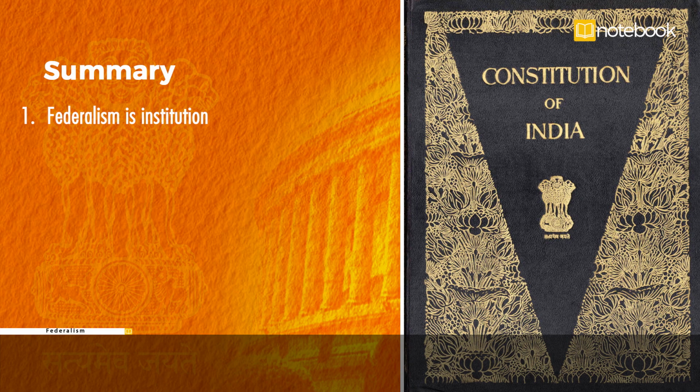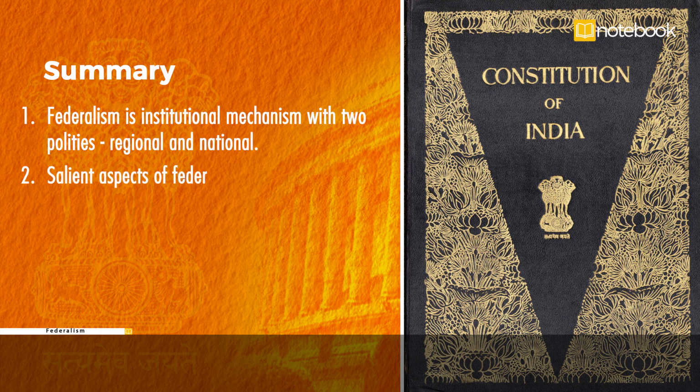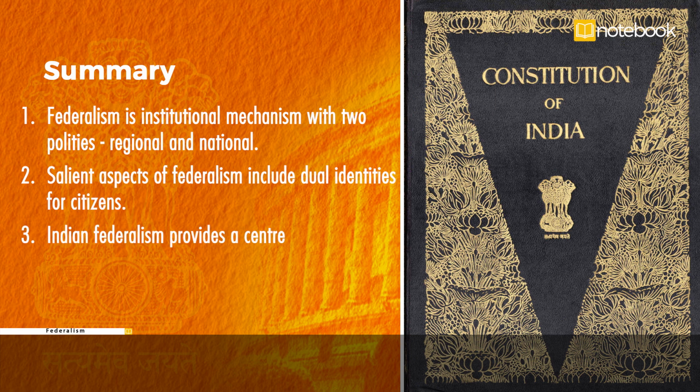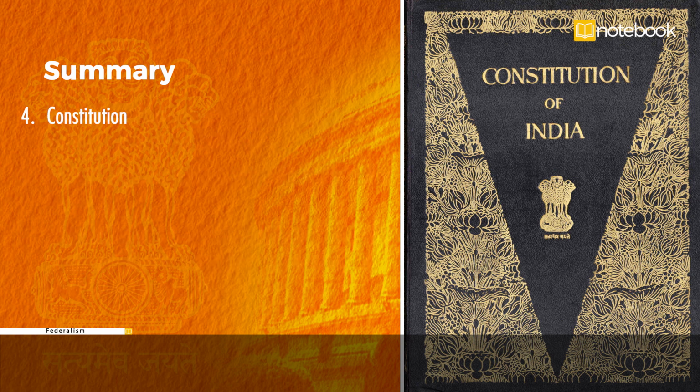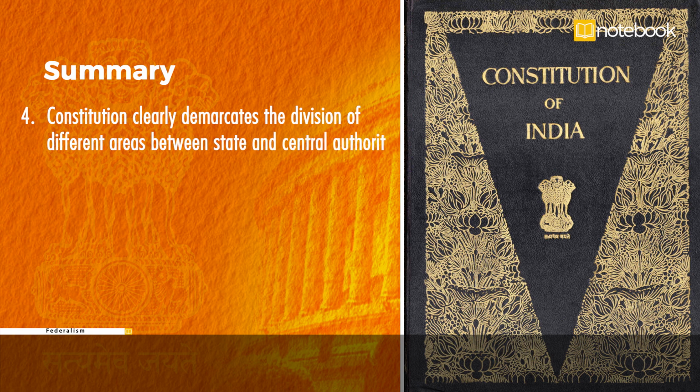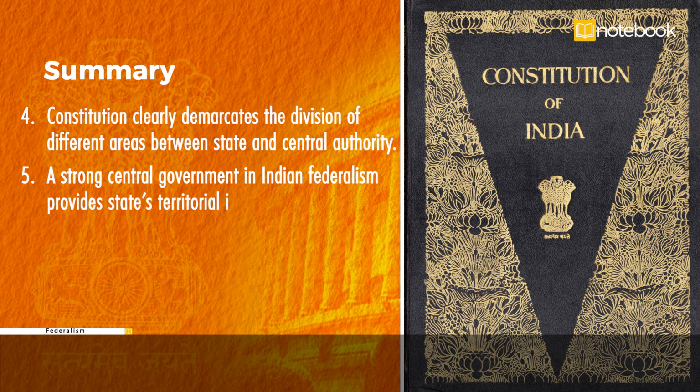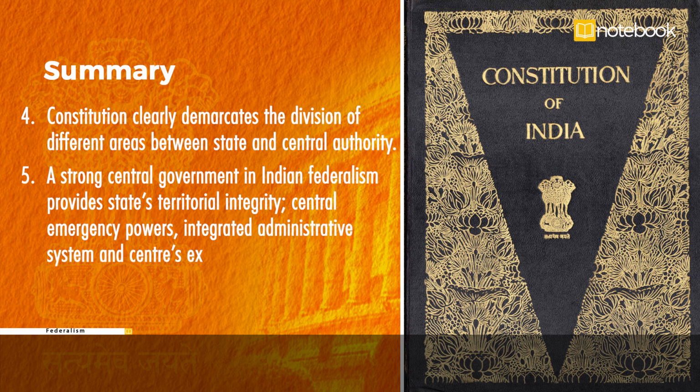Summary: Federalism is an institutional mechanism with two polities, regional and national. Salient aspects of federalism include dual identities for citizens. Indian federalism provides a centre and states with powers distributed among both, and relations are based upon cooperation. The Constitution clearly demarcates the division of different areas between state and central authority. A strong central government in Indian federalism provides states' territorial integrity, central emergency powers, an integrated administrative system, and the centre's executive powers are more than the state's.